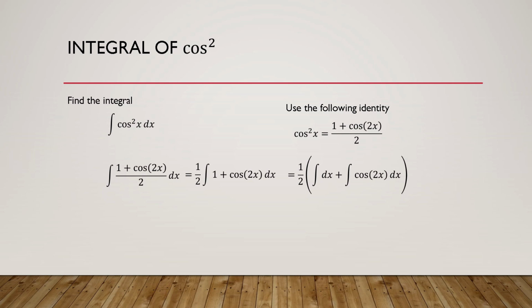This is very similar to our last problem, so we take the integral and get 1/2 times the quantity of x plus c1 plus 1/2 sine 2x plus c2. When we simplify and combine our constants, we get the final answer, x over 2 plus sine 2x over 4 plus c.